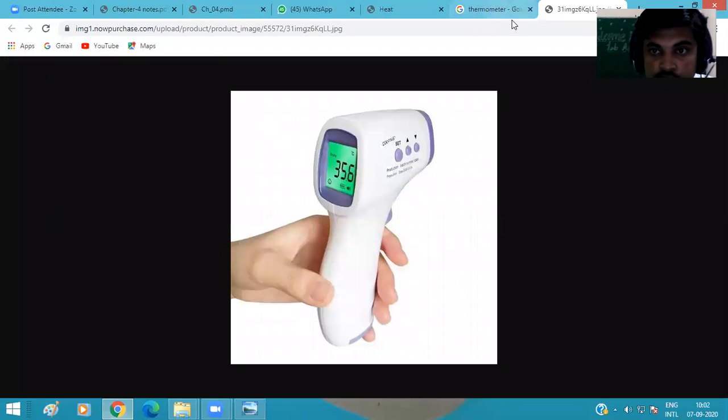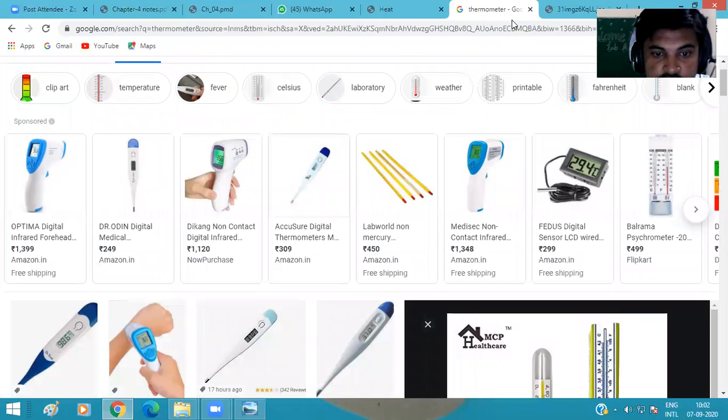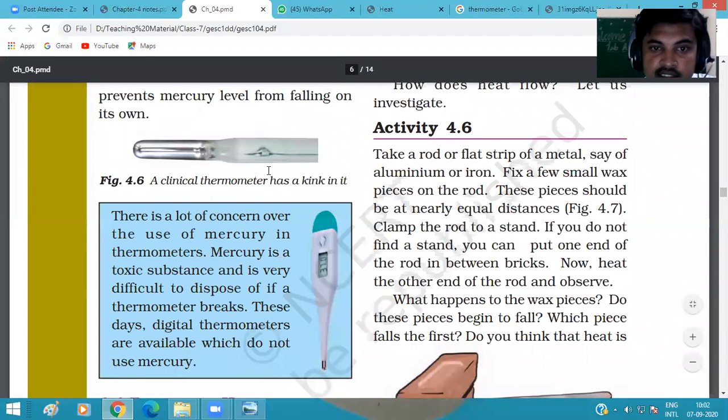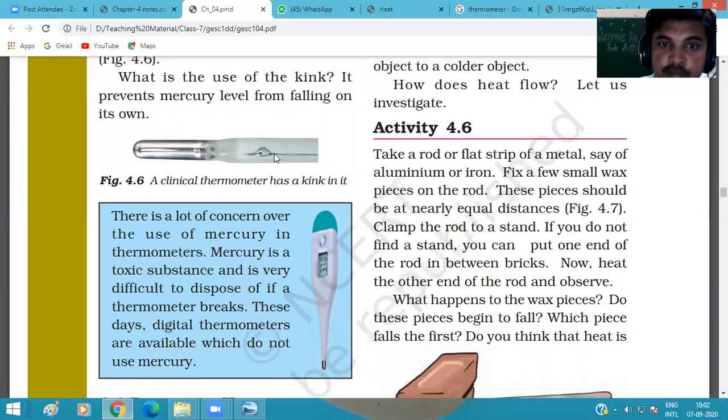So here I show you. Just one second. Here is the image of the kink. Near the bulb, a kink is present. It is a constriction which prevents the level of mercury from falling down quickly. Because if the level falls down, we cannot measure the exact reading of the temperature, because it would gradually fall down if the kink is not present.